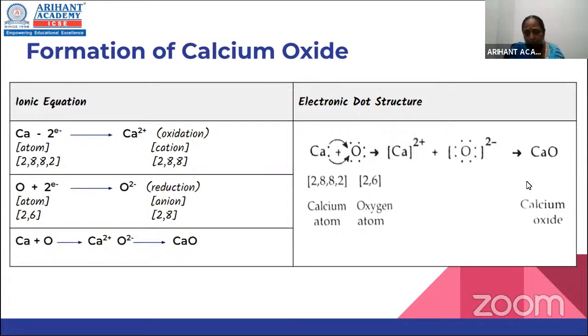Once again, the electron dot structure: 2, 8, 8, 2, calcium giving up 2. In the outermost shell of oxygen we can see 6. So calcium is going to give 2 there and complete the 8 of oxygen, and calcium will lose its outermost shell, that is those 2 electrons. Calcium becomes 2 plus, oxygen becomes 2 minus, and we get calcium oxide.